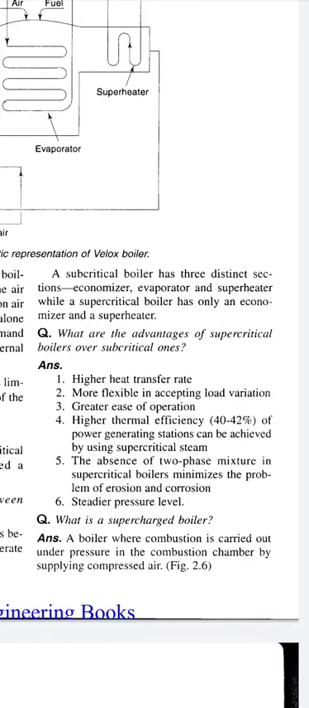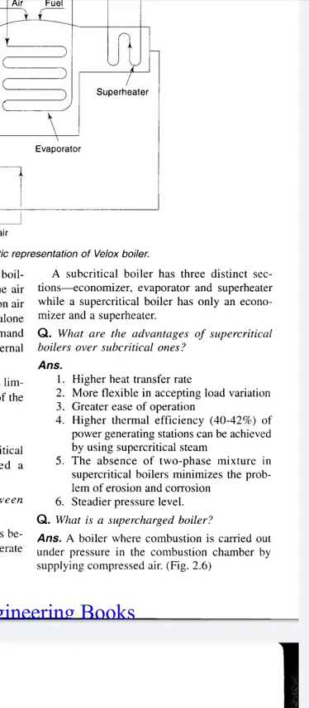Question, what are the advantages of supercritical boilers over subcritical ones? Answer, higher heat transfer rate, more flexible in acceptable load variation, greater ease of operation, higher thermal efficiency, 40 to 45% of power generating efficiency can be achieved by using supercritical steam. The absence of a two-phase mixture in supercritical boilers minimizes the problem of erosion and corrosion. Steadier pressure level.